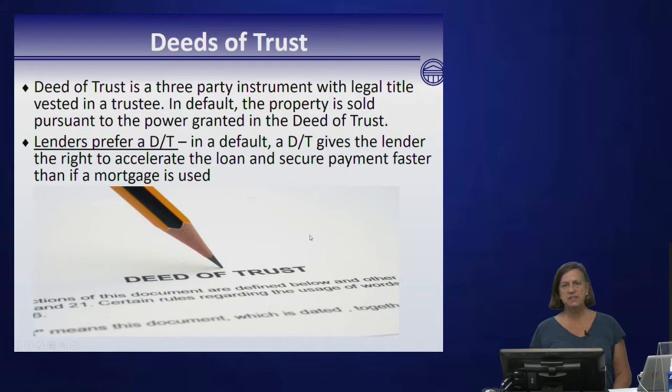A deed of trust. You know, when given the choice, a lender prefers a deed of trust. A deed of trust is a three-party instrument where legal title is vested in a trustee. And what happens is that if there is a default, the property is sold pursuant to the power granted in the deed of trust. As I said, lenders prefer deeds of trust. It's because if there is a default, the deed of trust gives the lender the right to accelerate the loan and secure payment much faster than if a mortgage had been used.